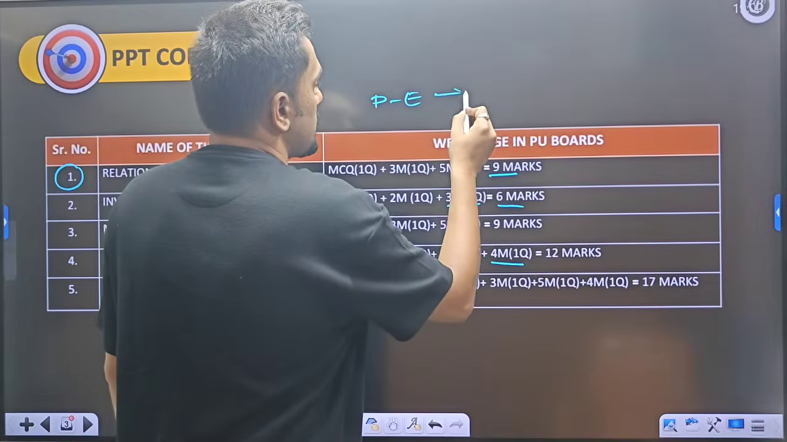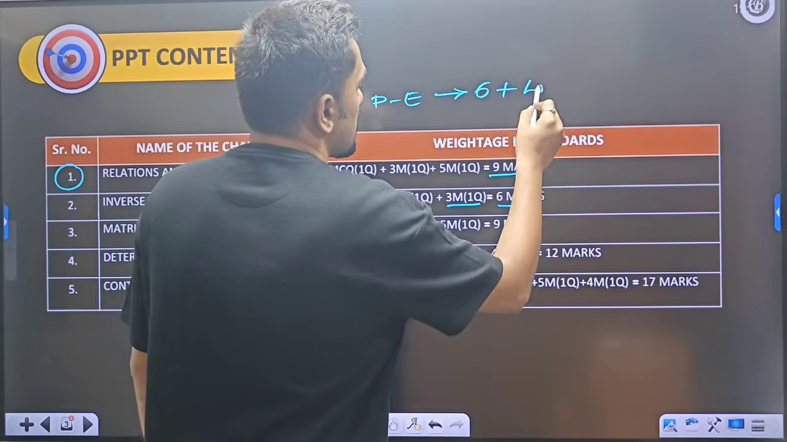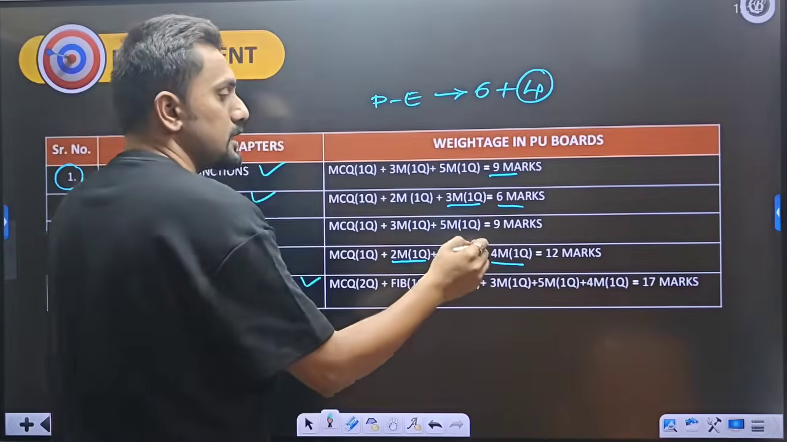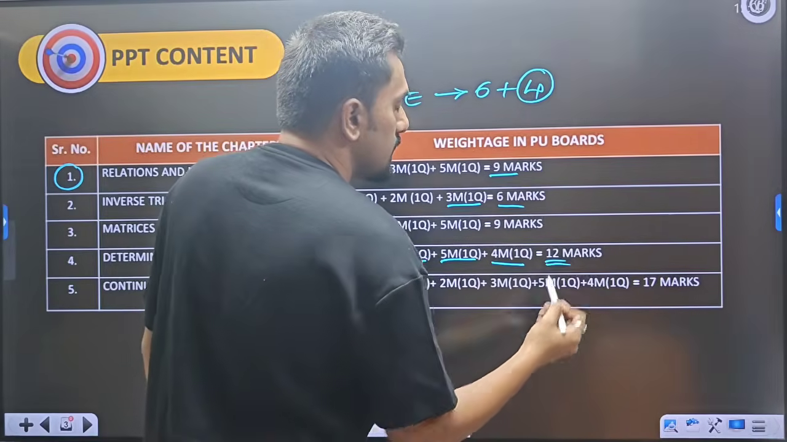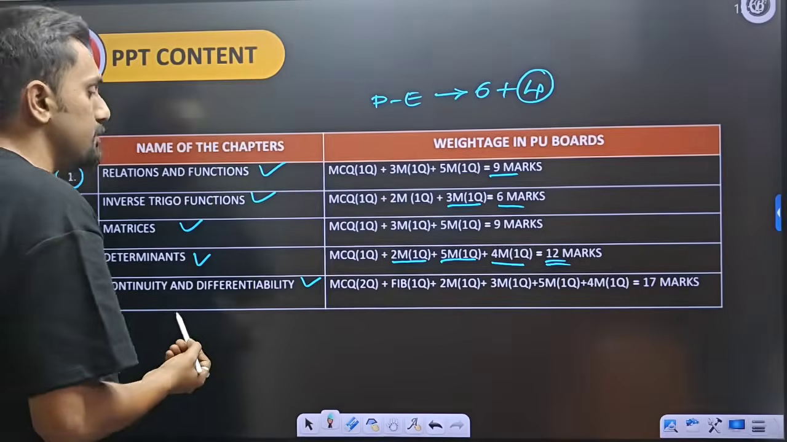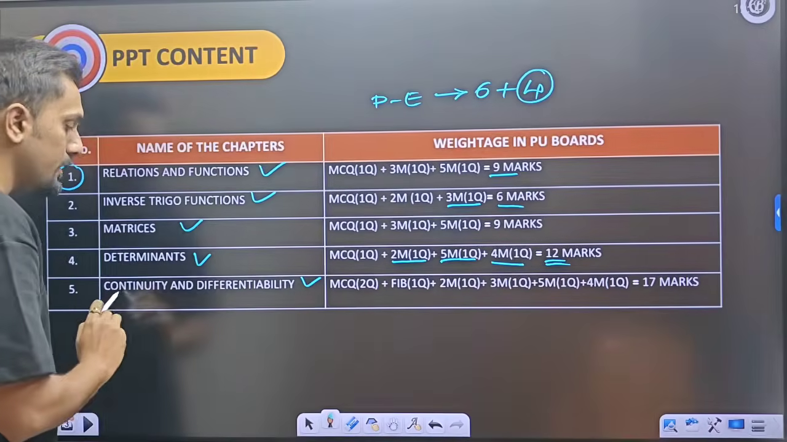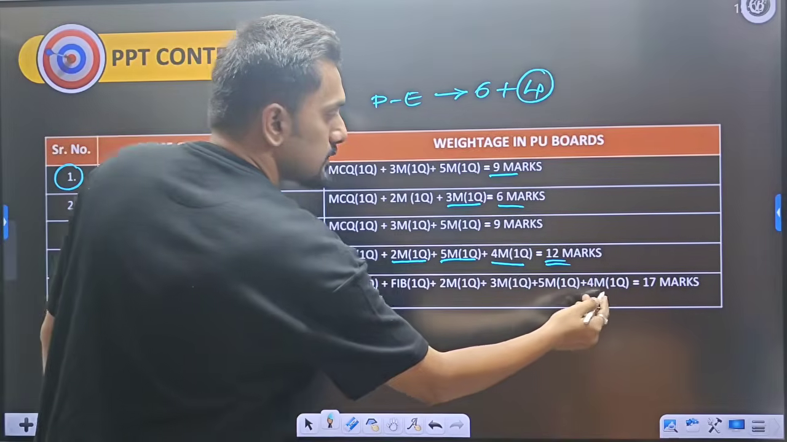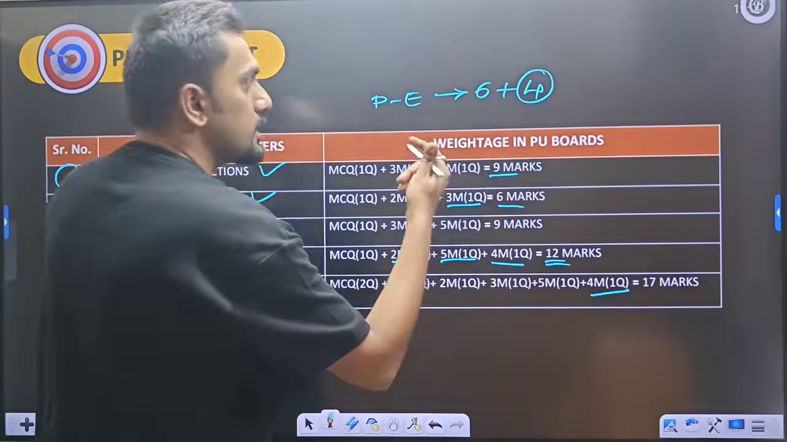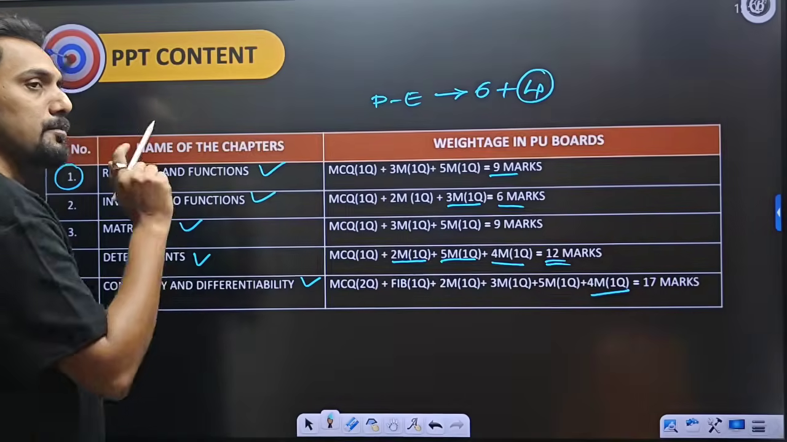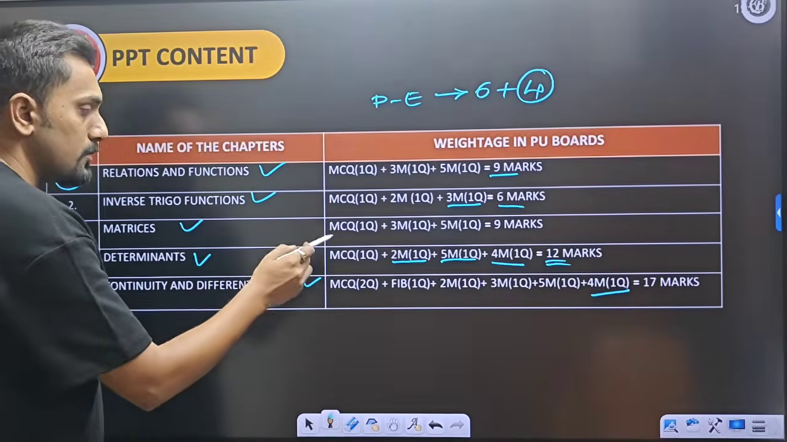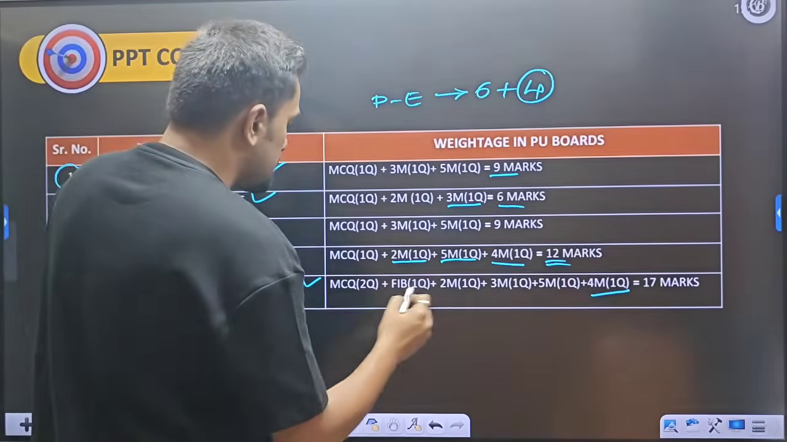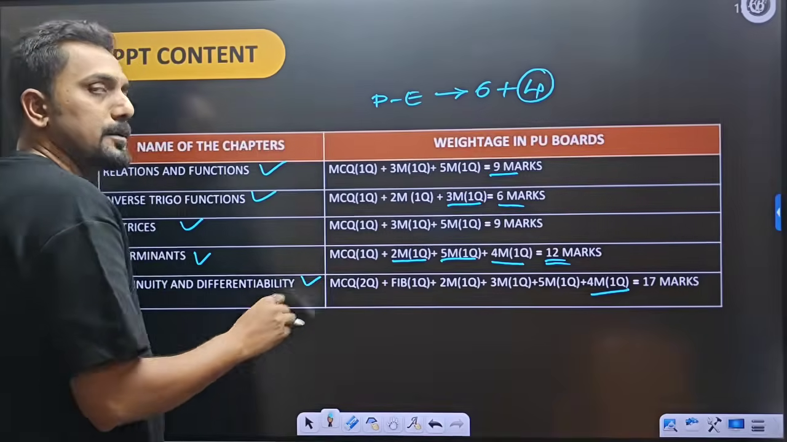That part E is divided into 6 plus 4. That 4 mark is coming from this particular chapter, that is from determinants. So totally 12 marks from determinants in PU boards. Okay. So continuity and differentiability, this continuity itself carries 4 marks. This 4 mark question comes in part E. So these two are the most important chapters for part E, right? So this is the second highest weightage carrying chapter in PU boards.